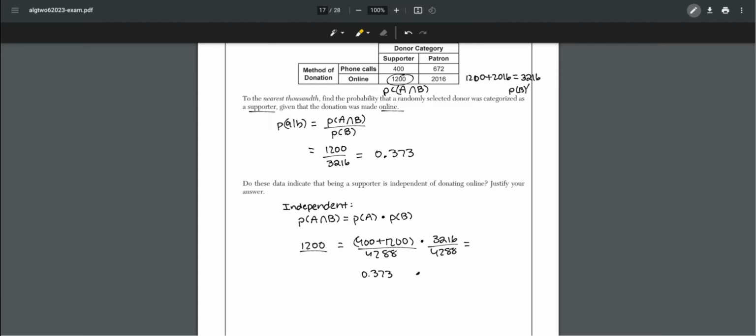We can multiply those probabilities, so 0.373 times 0.75 is equal to 0.279. That is correct, so these are independent events.